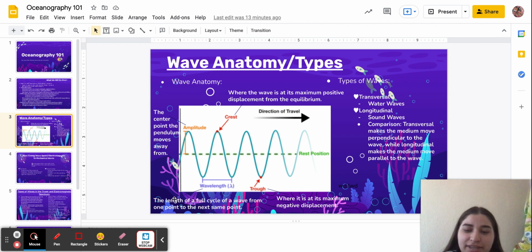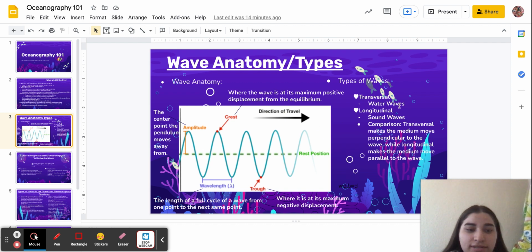And then right here it's gonna be the length. The wavelength is the length of a full cycle, so basically the length from one trough to the other. And the amplitude is the center point of the pendulum that it moves away from. So right here, from the line in the middle, the length from the line in the middle to the top, to the crest basically.